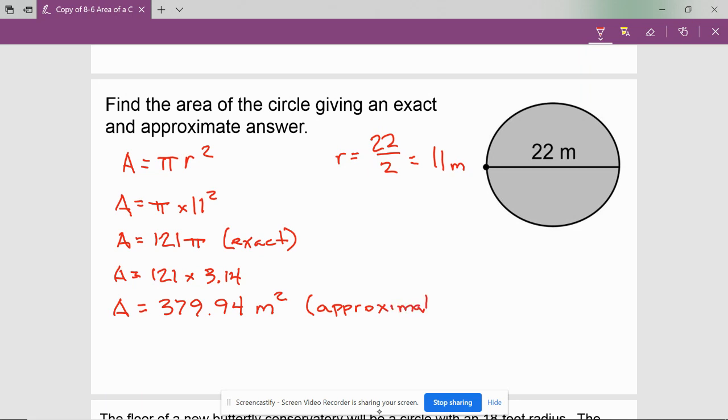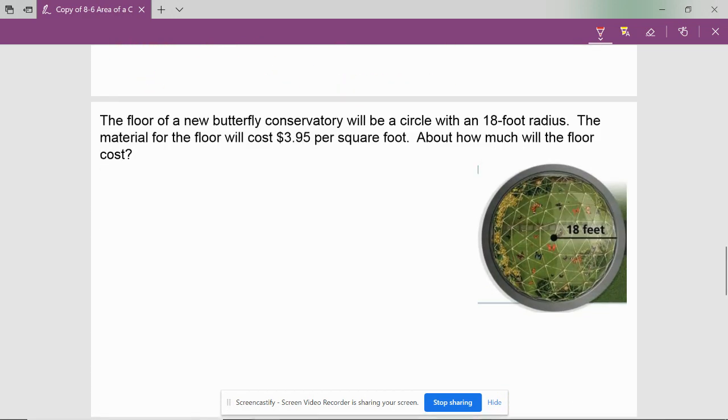In some of the homework, you've been asked to list an exact number and an approximate number. There's your exact number. There's your approximate number. Hopefully that makes sense. But we have to make sure that we turn that diameter into the radius by dividing it by 2. Let's move on to the next problem.